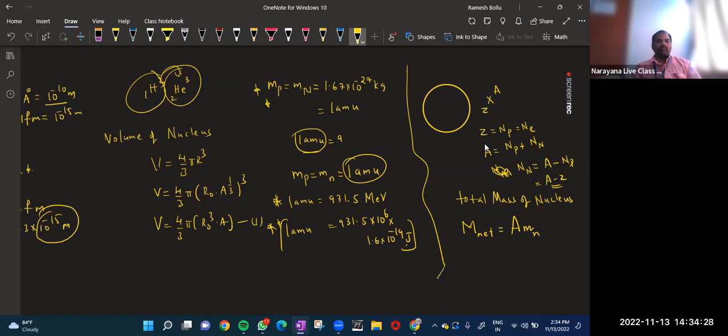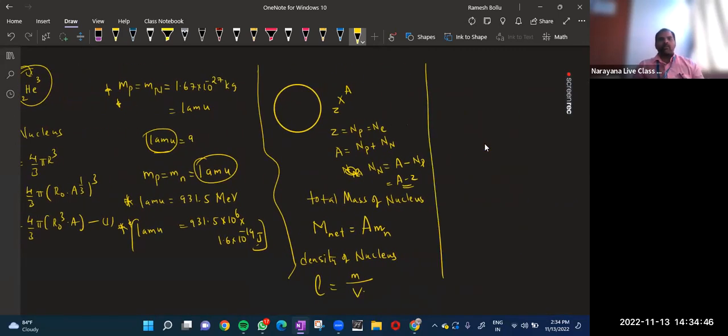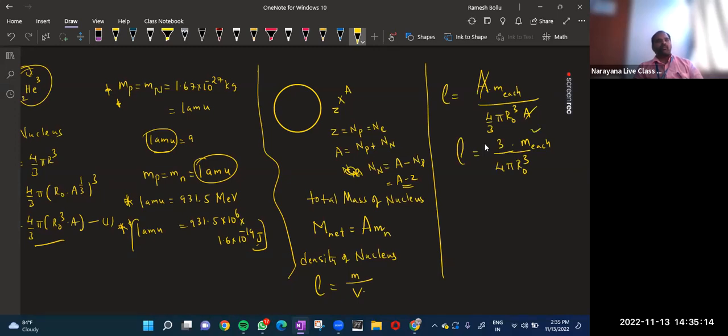So what is the density of this? Density of the nucleus, tell me. Density of the nucleus is how much mass by total volume. Substitute here: density is nothing but total mass, mass number into mass of each nucleon, by volume, which we found here: 4 by 3 pi R naught cube into capital A. Capital A cancels out. What is the density of the nucleus? 3 into mass of each nucleon by 4 into pi into R naught cube. Mass of every neutron and proton is constant, R naught also constant.